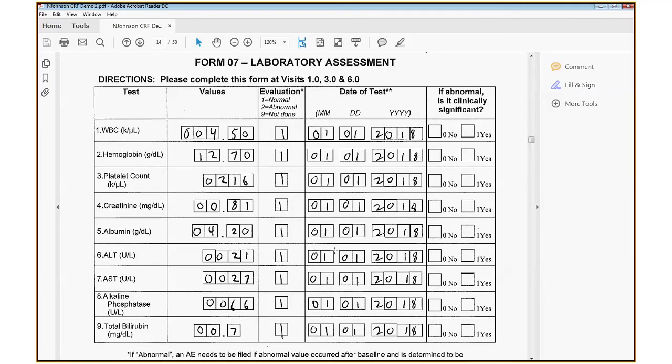The site coordinator can complete all the information in the first 4 columns, but if any value is abnormal, the LSI must determine if it is clinically significant or not.